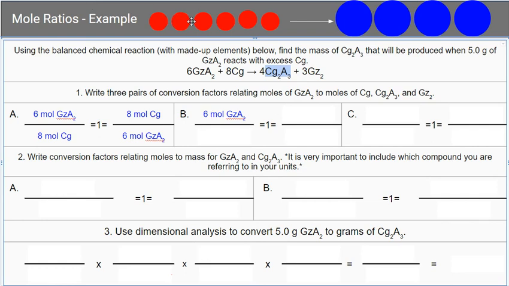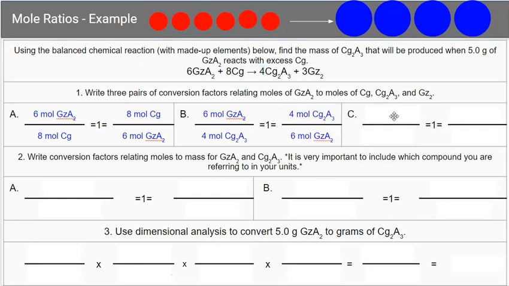So for each 6 moles of GZA2, how many moles of CG2A3 will I have? Think about that for a second. Look at our representation, look at our chemical reaction. What should be on the bottom of this conversion factor? Hopefully you got 4, because here's the 4 moles. The coefficient tells us how many moles are reacting. So for every 6 moles of GZA2 that reacts, we get 4 moles of CG2A3, and we can do the flip of that as well.